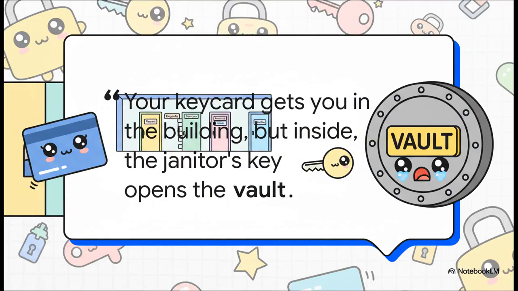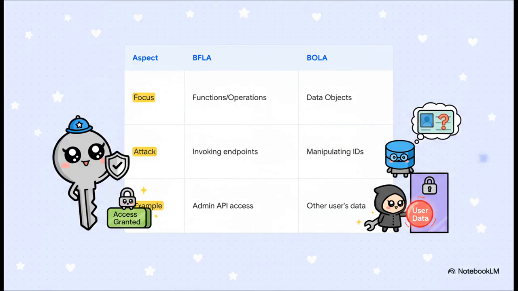I love this analogy because it just clicks. Think about it. Your login is the key card that gets you into the front door of the building. That's authentication. You're in. But BFLA is like finding out that the key to the janitor's closet also happens to unlock the CEO's office, the server room, and the company's vault. The system just isn't checking for different levels of access. One key opens everything.